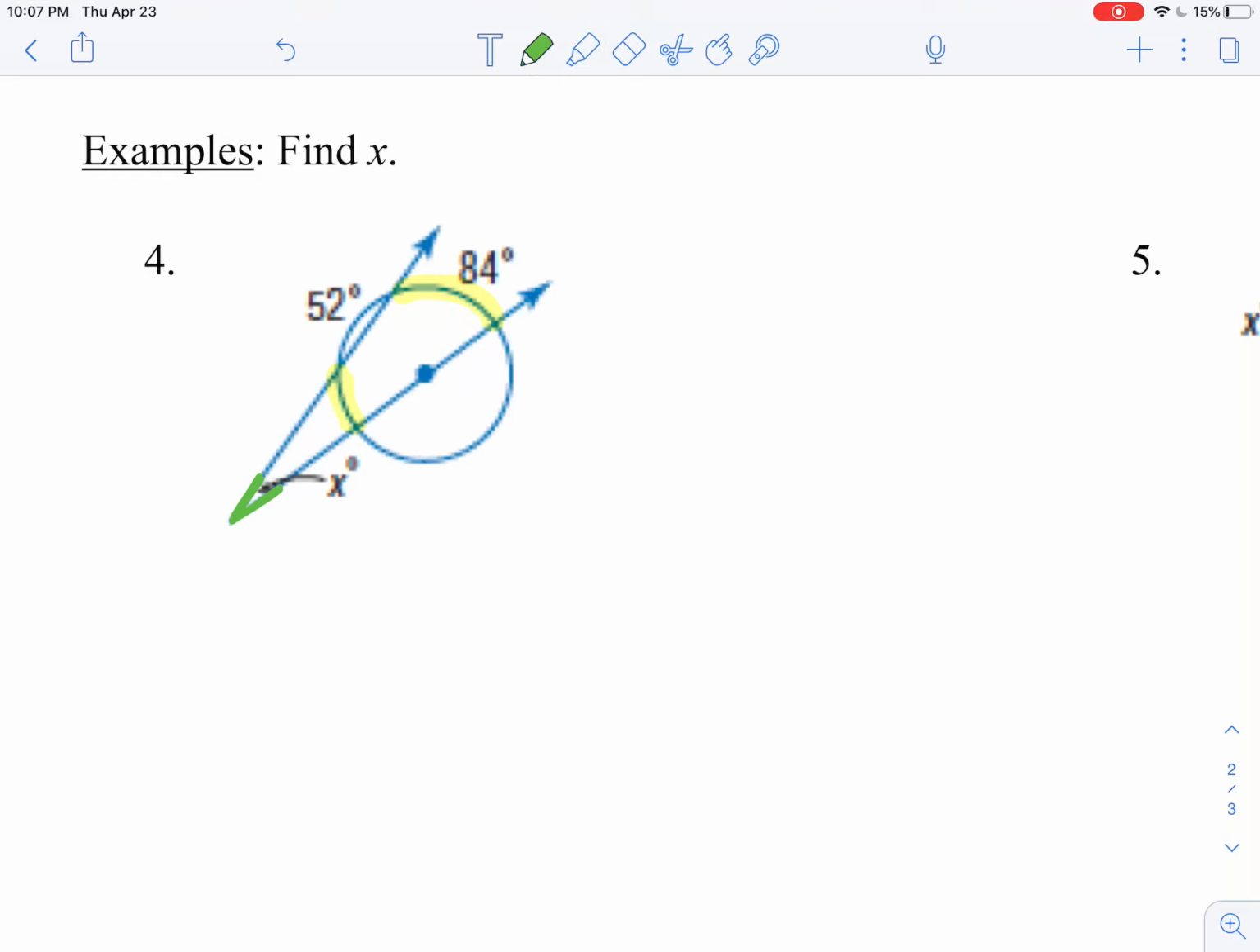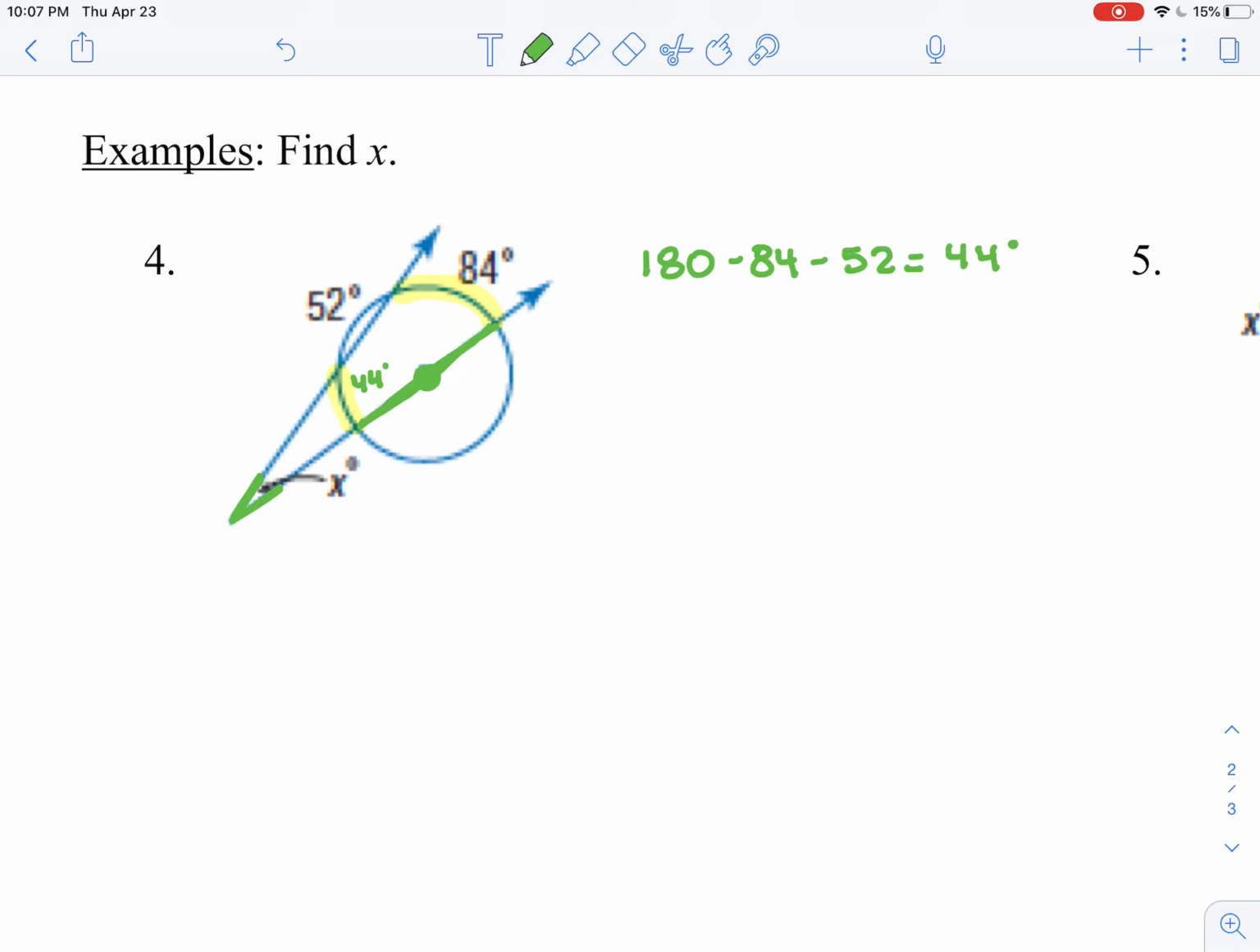I have the big arc, but I don't have the measure of this smaller arc. However, notice that here they did give us the center of the circle. So I have a semicircle on either half. Semicircles are 180 degrees. So if I take the 180 degrees on the left half of the circle, subtract off 84 and 52, I can see that the little arc is 44 degrees.